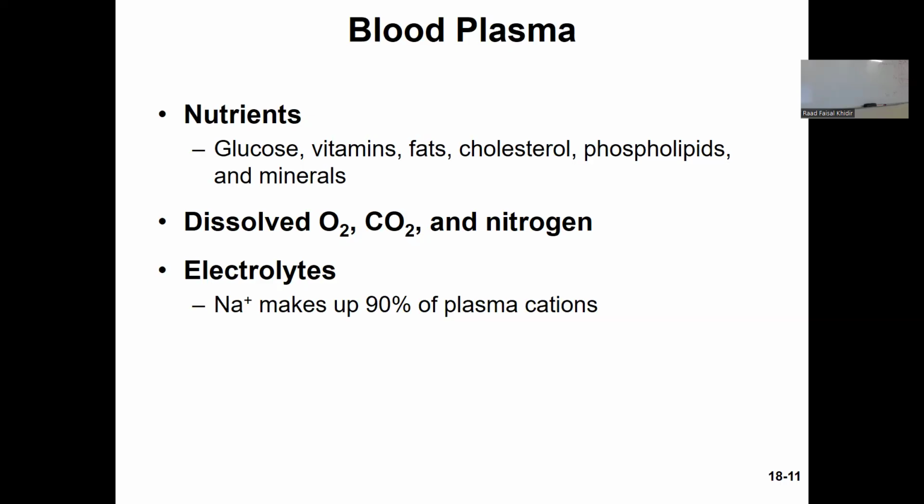Most of the oxygen, most of the carbon dioxide is found here within the red blood cell. But that doesn't mean there is no oxygen dissolved in plasma. There is some oxygen that is dissolved in plasma and some carbon dioxide that is dissolved in plasma also. But it's not the most amount. The most amount is in the red blood cell, not just the plasma.